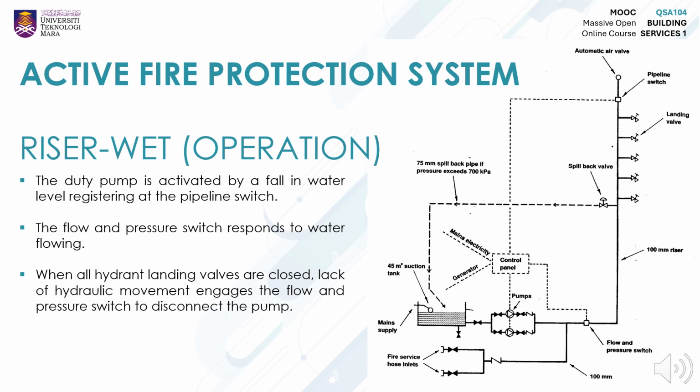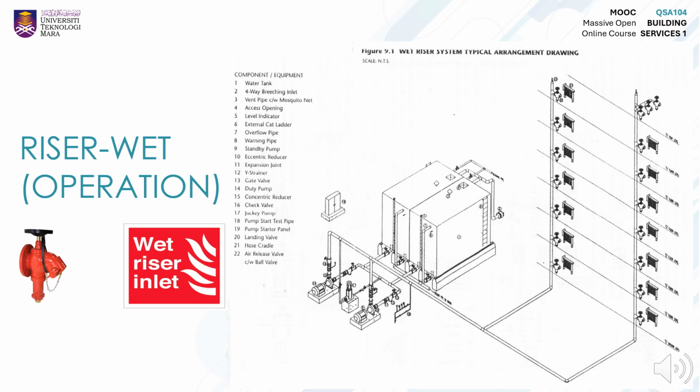The duty pump is activated by a fall in water level registering at the pipeline switch. The flow and pressure switch then responds to water flowing. When all hydrant landing valves are closed, lack of hydraulic movement engages the flow and pressure switch to disconnect the pump. This slide shows an example of a technical sketch of wet riser, showing the location of each component in the operation of wet riser system.